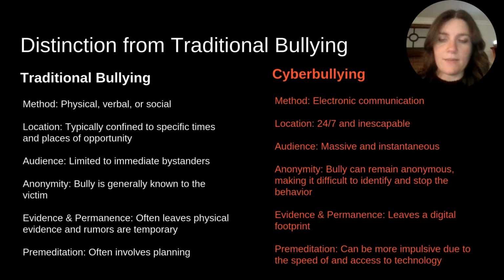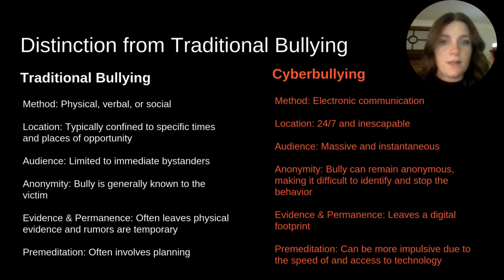Distinction from traditional bullying. Traditional bullying includes methods that are physical, verbal, or social. The location is typically confined to specific times and places of opportunity. The audience is limited to immediate bystanders, typically. Anonymity: the bully is generally known to the victim. Evidence and impermanence: it often leaves physical evidence, and rumors from social or verbal bullying are often temporary. And as far as premeditation, traditional bullying often requires more premeditation.